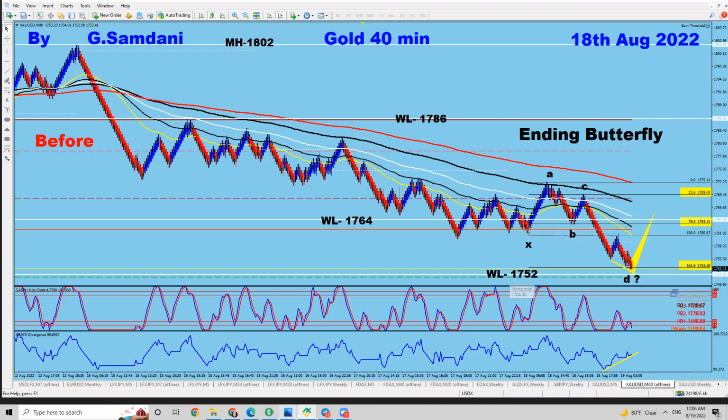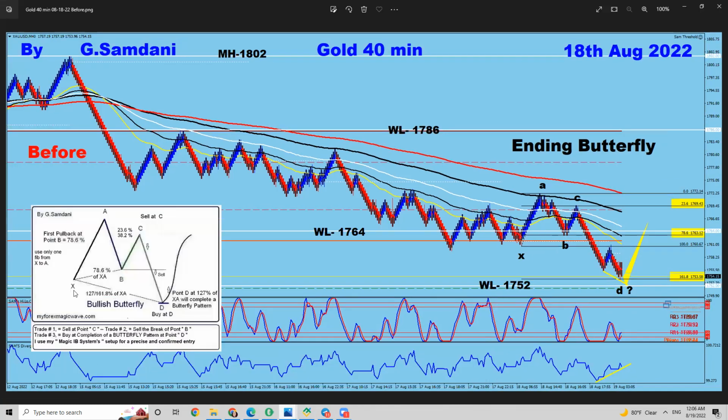This is the butterfly calculation, by the way. You can see it's XA, then B, supposed to be 78%, and C, supposed to be one of these levels. Usually it's 38, but sometimes it goes all the way to the 23% line as well. Then D drops to either 127, and if it breaks that, it goes to 161 and then bounces. So B is exactly at 78%, C at the 23% line, and then D, we broke below the 127, and now we're coming to this 161%.